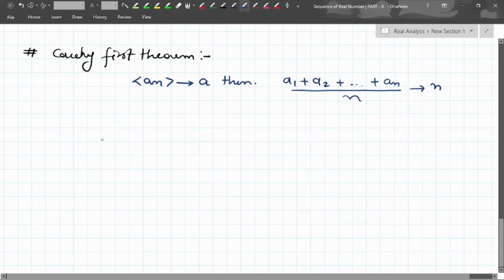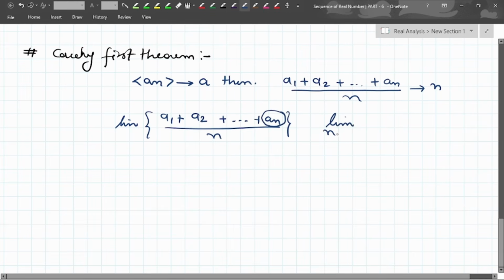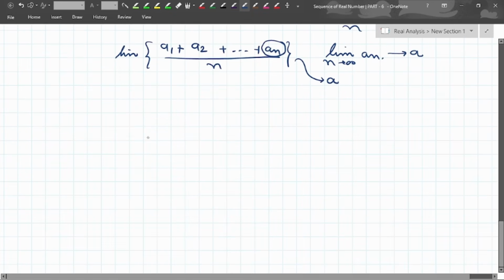If you have any limiting value like that, just find the limit of a1 + a2 + a3 + ... + an, divided by n. Just find the limit, as n tends to infinity, of this an. Whatever the result is, let's say it is going to a, then this result will also go to a. This is called Cauchy's first theorem.